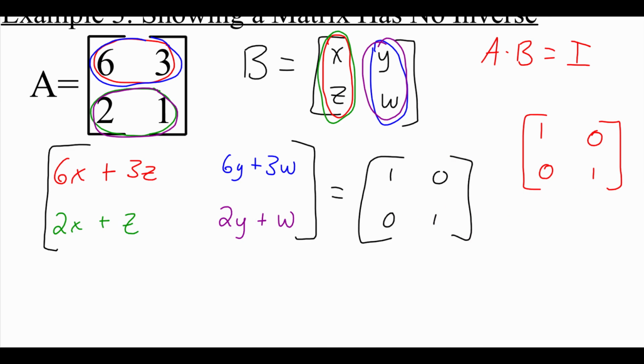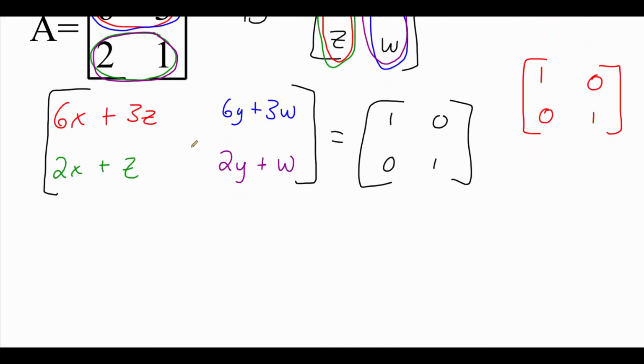So I can actually take the pieces of these matrices and build some equations. And I'm going to focus on the first column. So we've got that 6x plus 3z from that matrix on the left, and with that 2 by 2 matrix on the right-hand side, we've got a 1 as that entry. So this stuff should equal 1. And then if I look at that second row entry, we've got the 2x plus z, and that's supposed to equal 0.